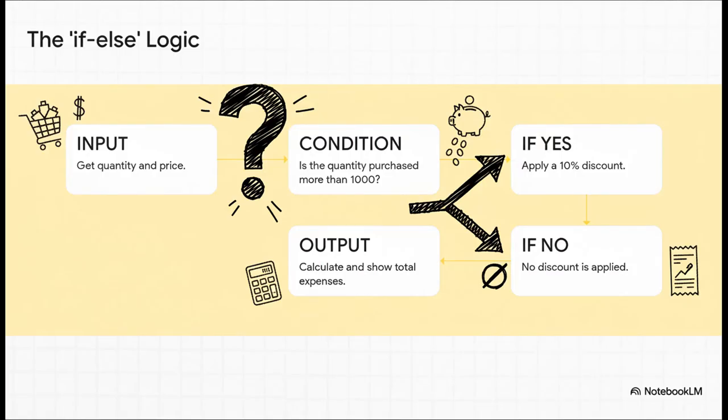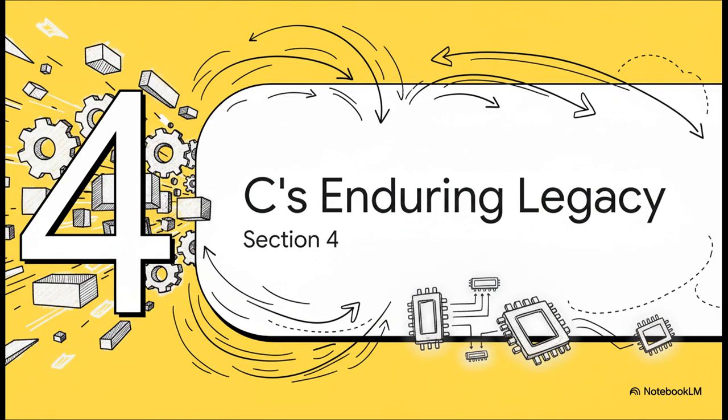Let's see this in action with a super simple if-else structure. So the program checks a condition, right? It asks, did the customer buy more than 1,000 of these things? If the answer is yes, it runs one piece of code, in this case, applying a discount. But if the answer is no, it runs a totally different piece of code. It's just a fork in the road, but this simple idea is the fundamental building block of literally all complex software.